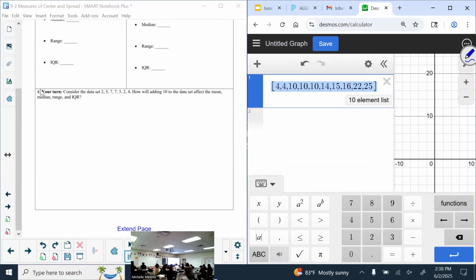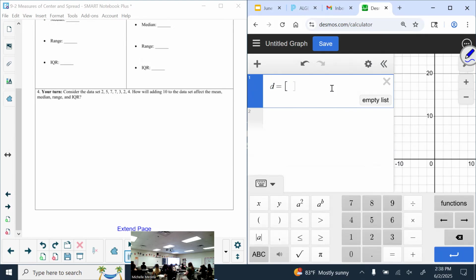So this number 4 on the back of your note says, consider this data set. How will adding 10 to the data set affect the mean, median, range, and IQR? So instead of finding each of those values by hand and doing 8 calculations by hand, you can set it up in Desmos like how I taught you. Again, I can't tell you this tomorrow while you quiz, but you could take good notes and rewatch the video and do all that.